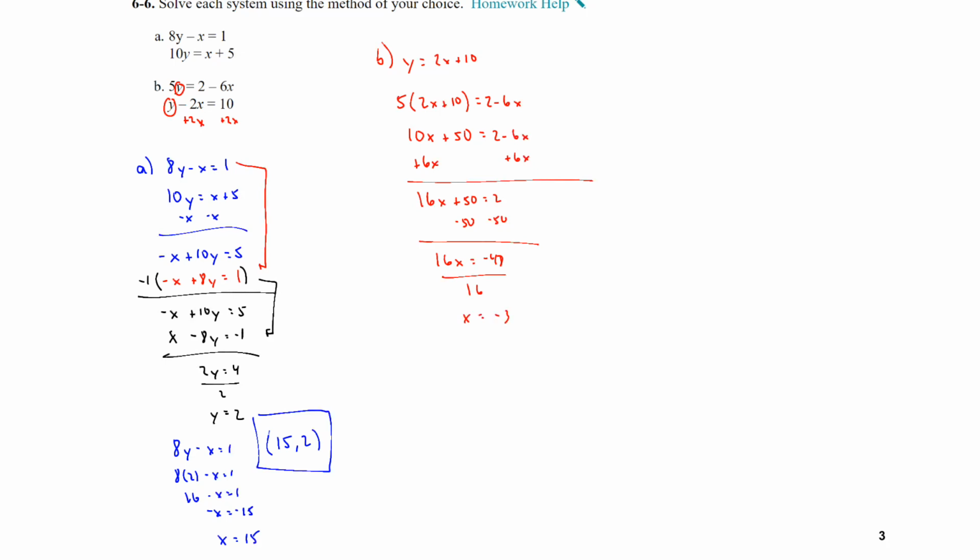And now we can plug that negative 3 back into our equation, y equals 2x plus 10. So y is equal to 2 times negative 3 plus 10, or y equals negative 6 plus 10, and that's 4. So x is negative 3, y is 4. And once again, that's the intersection of the two lines.